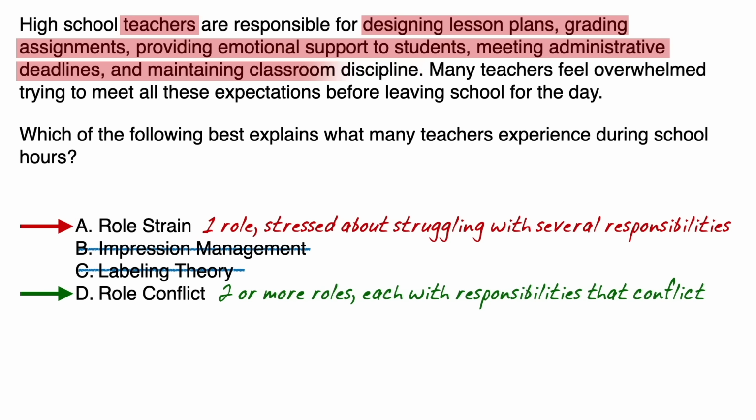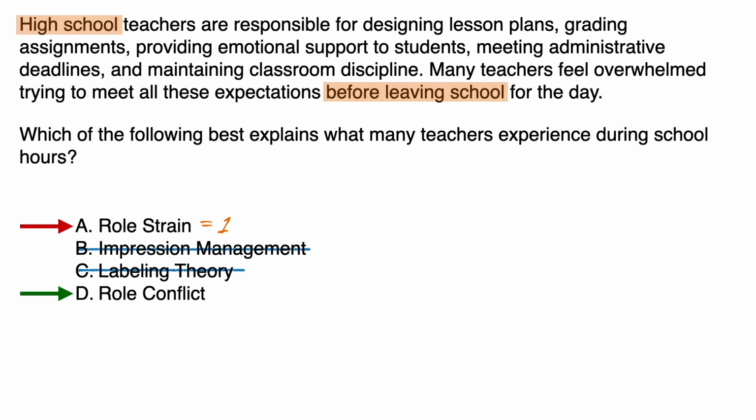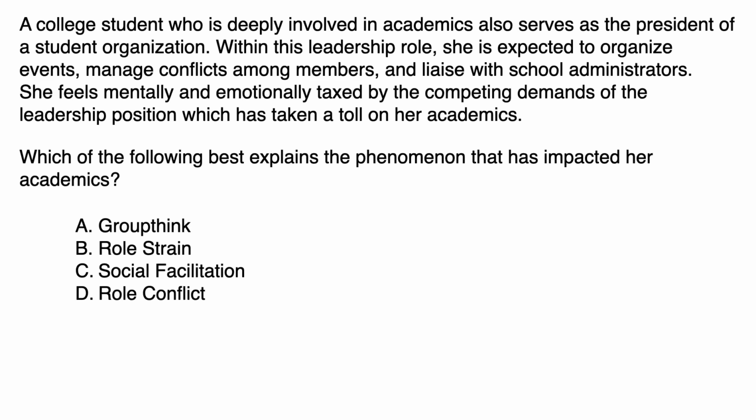Or, once again, an easier way to answer such questions can be number of environments in the question stem. And there's only one, school, and one environment means role strain, which is the correct answer. Let's work through one more example, a tough one, where the deciding factor of number of environments makes the difference in getting it correct.